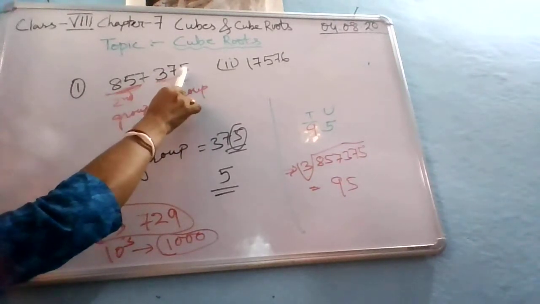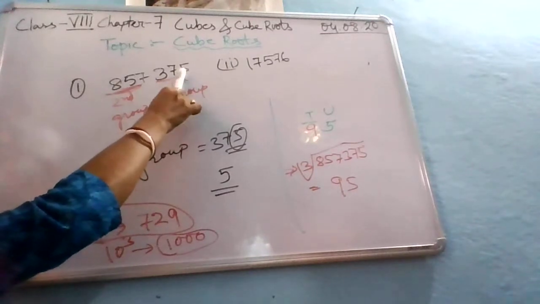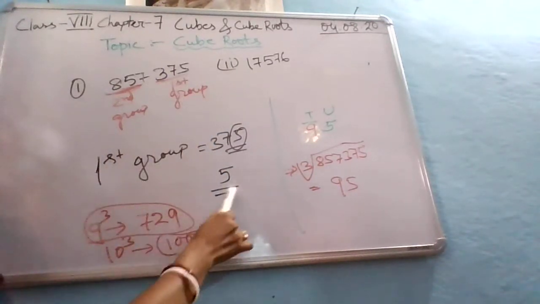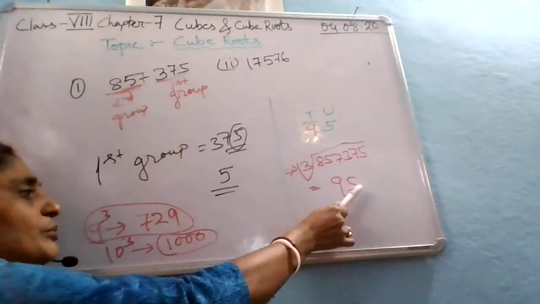For this one we will consider the unit place of this number. What is the unit place of this first group? It is 5. So it must be that the unit place of the cube root will be 5. By that only we have written here 5 in place of the answer.